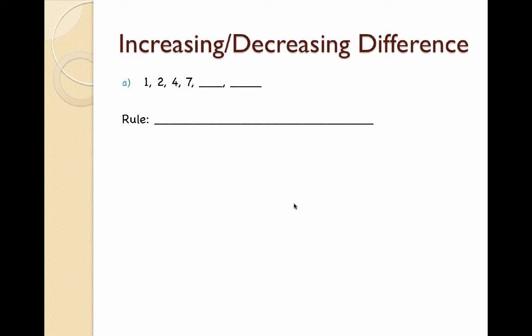Now we're going to take a look at this one that's an increasing or a decreasing difference. What does that mean? Well, let's take a look at 1, 2, 4, and 7 and try and work out a pattern. We know that it's not increasing by the same amount, and it's also not multiplying by the same amount either. But what we might notice is that the first difference between 1 and 2 is 1, and the next difference is 2, and then the next difference is 3. Continuing this pattern, the next two differences should be 4 and 5. So our next two numbers should be 11 and 16. Our rule is to start at 1 and add 1 more each time.